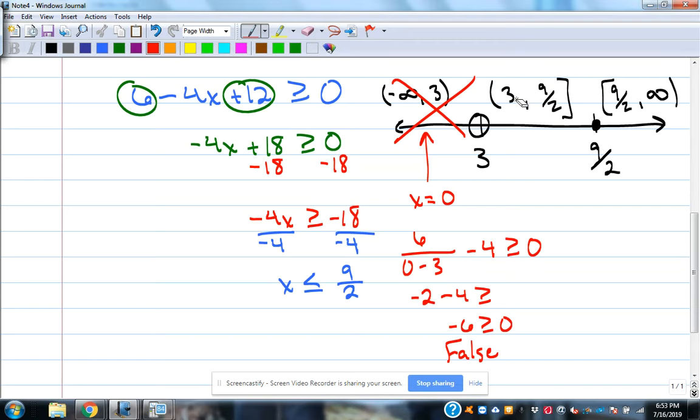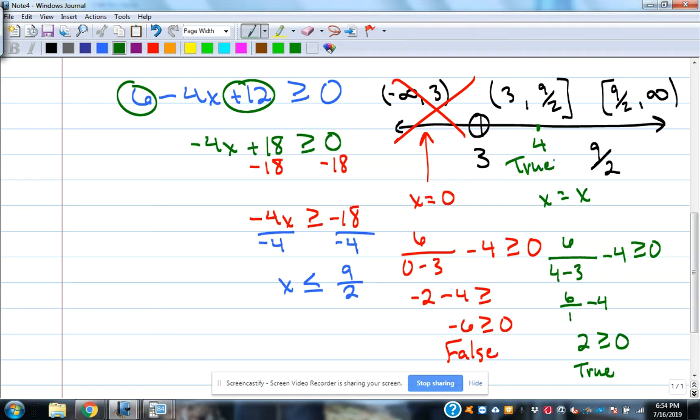Now I need something that's between 3 and 4.5. What's a good number that's between 3 and 4.5? 4. So I'm going to plug in 4 for x. So I have 6 over 4 minus 3 minus 4. I'm testing, is that greater than or equal to 0? Well, that'd be 6 over 1 minus 4, which is 2. Is 2 greater than or equal to 0? Yeah, that's true. So that means this area here is true. That means it's an answer.